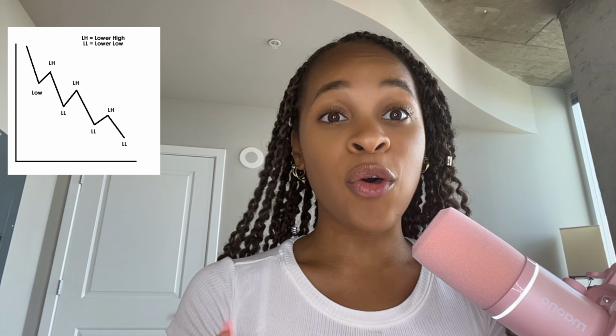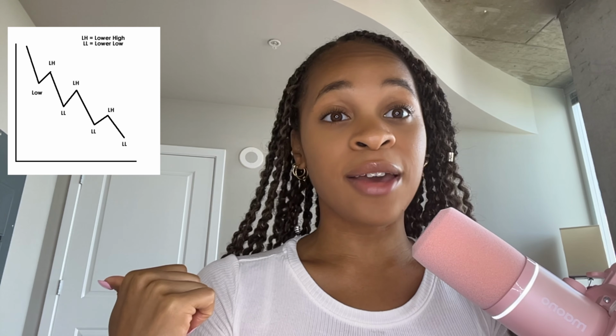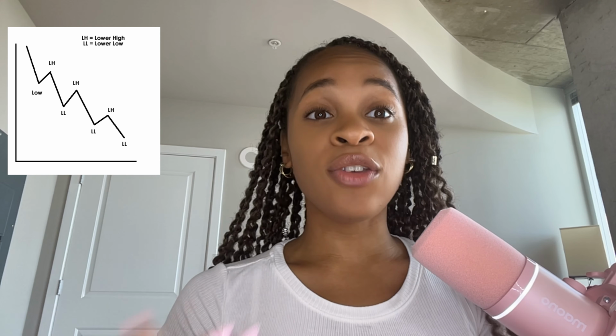Now, a bearish market goes the same way. It's not just a straight line. It's going to have a little bit of zigzags to it, but it's going towards the downward side. So that means there are going to be lower highs and lower lows. When it reaches a new high, it's lower than the last high. When it reaches a new low, it's lower than the last low. And that is telling you that it's a bearish market.